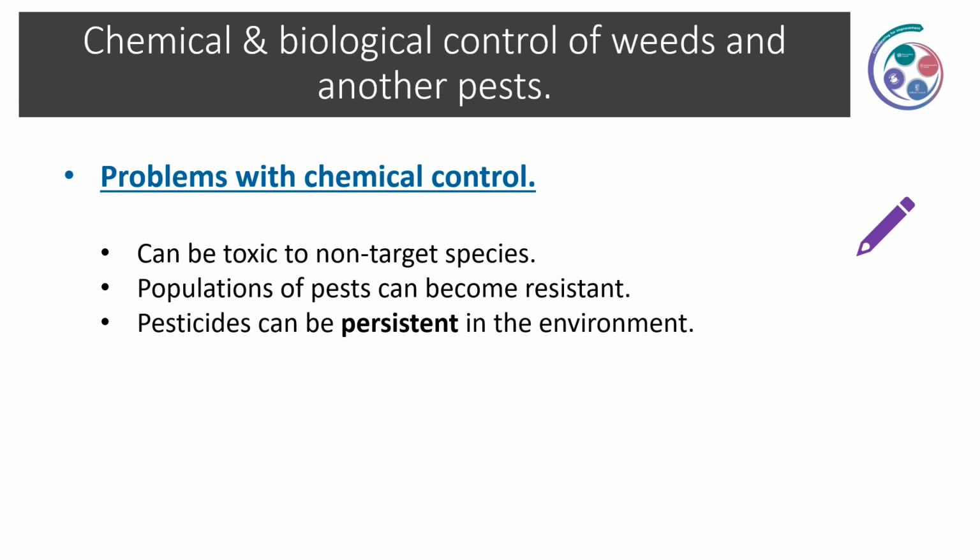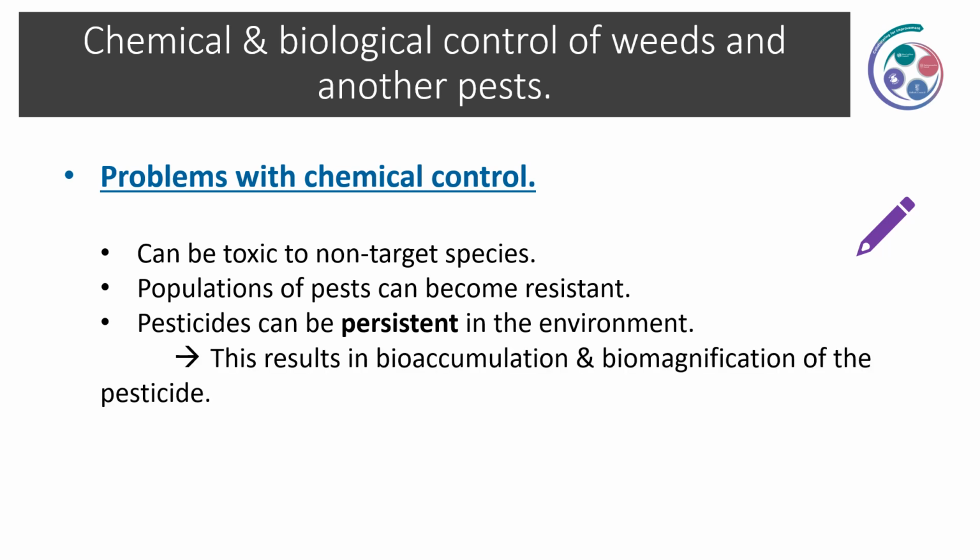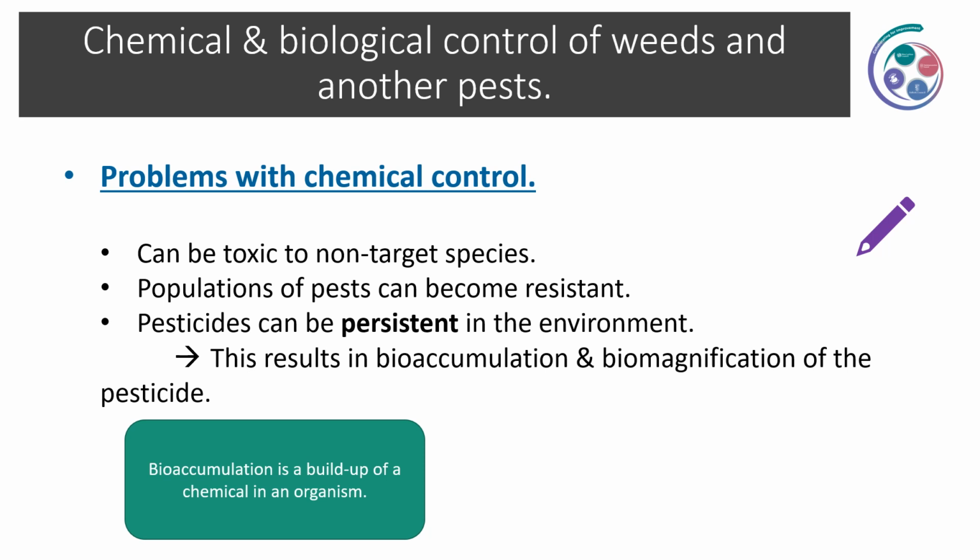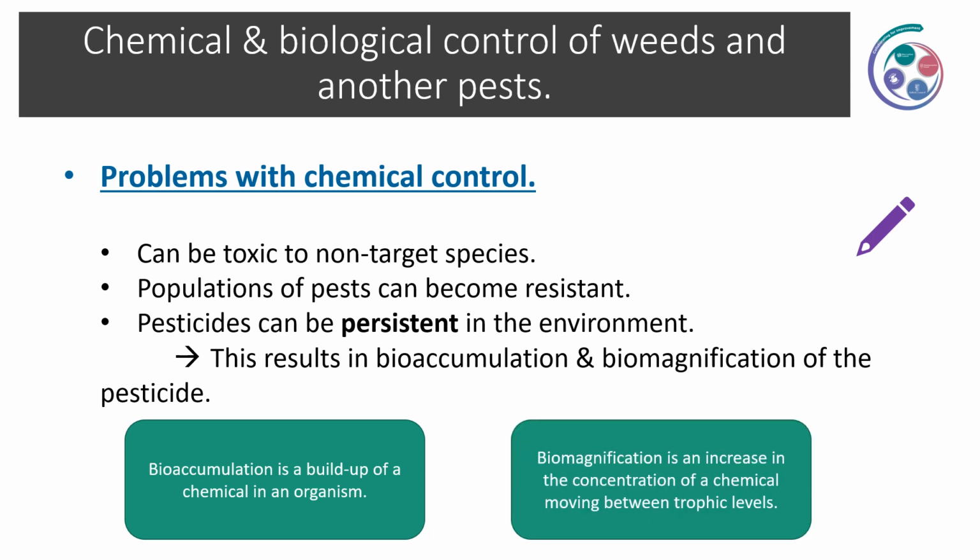Thirdly, pesticides are persistent in the environment, which means they cannot be broken down in the bodies of animals. This results in something called bioaccumulation and biomagnification of the pesticide. Bioaccumulation is the build-up of a chemical in an organism, which can be lethal. Biomagnification is an increase in the concentration of a chemical moving along trophic levels in a food chain.